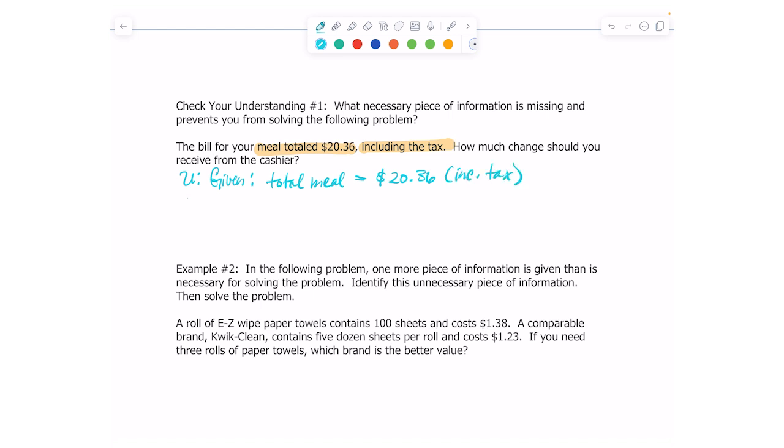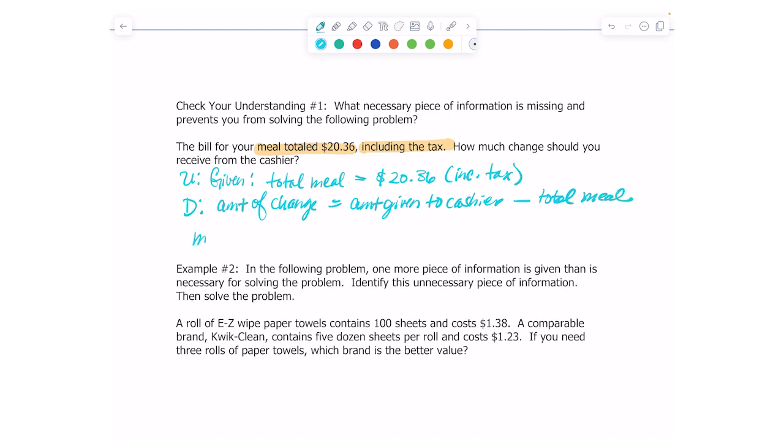Okay, so let's devise a plan now. How would I figure out how much change I would receive from the cashier? Well, I would need to know the amount of money that I would be giving to the cashier, right? Because they would take that amount and the total meal and subtract, and then that would leave me with the change. So the amount of change, which is what I'm looking for, is determined from the amount of money I give the cashier, and then I'm going to subtract the total meal price.